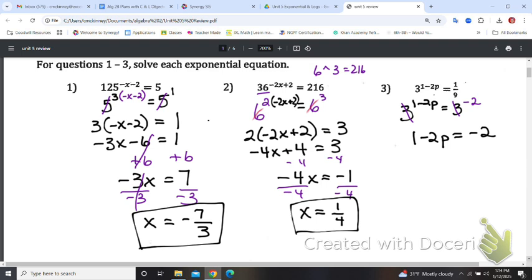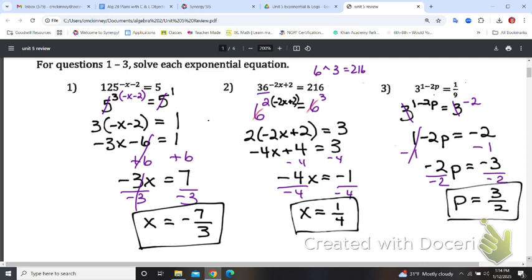And we need to get everything to the same side. So -2p is -3, divide by -2. So I could leave that positive 3 over 2. I might say 1.5. Over here, maybe you would say 0.25. Here, this one's going to be messy. If you change it to a decimal, it would be repeating. All right, so those are our exponential equations.